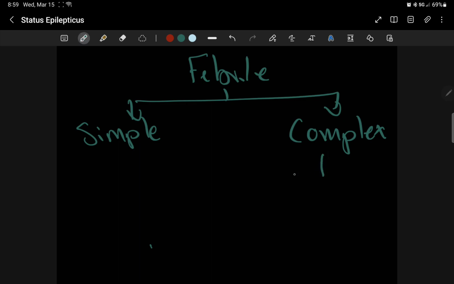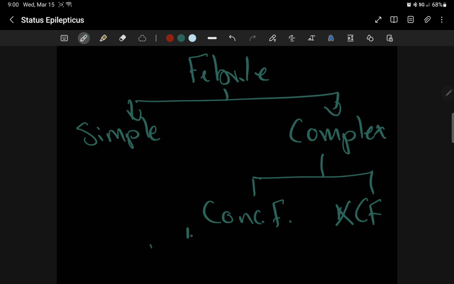So, complex febrile seizures, whether they will be with concerning features or don't have concerning features, is going to be based on this. So a concerning feature is a seizure that lasts more than 5 minutes. This is a seizure that has more than one episode. So this is a seizure that is lasting concerning features. This is a seizure lasting more than 15 minutes.